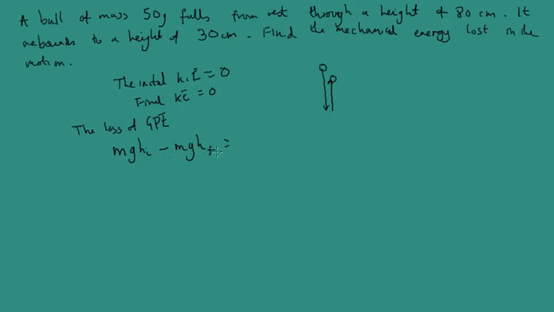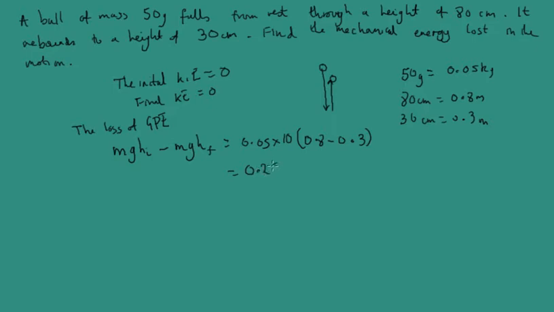First let's look at the mass, which is 50 grams, the same as 0.05 kilograms, and the height is 80 centimeters, which is 0.8 meters, and it's 30 centimeters at the end, which is 0.3 meters. You need to make sure that everything's converted into the correct units. So we've got 0.05 kilograms. We're going to take the m and g out, times 10, and then the initial height, which was 0.8 minus 0.3, which will give us 0.25 joules of energy lost. And this would be converted into some heat and some sound.